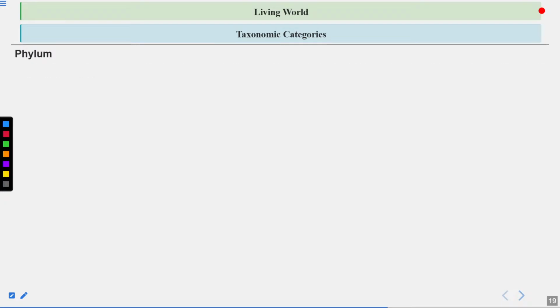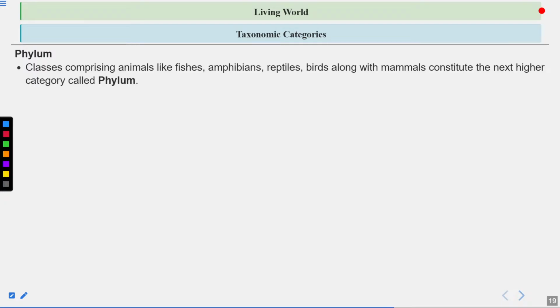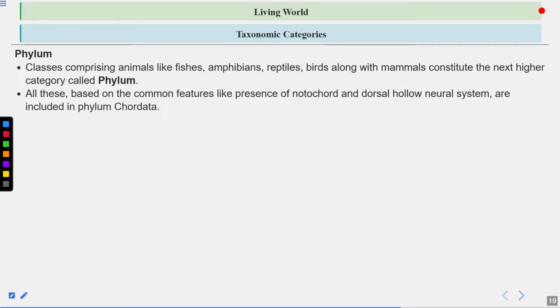Let's talk about the phylum. Now classes comprising animals like fishes, amphibians, reptiles, birds along with the mammals constitute the next higher category called phylum. So phylum is the aggregate of classes. All these, based on common features like presence of notochord and dorsal hollow neural system, are included in the phylum Chordata. So members of the phylum Chordata share a common feature.